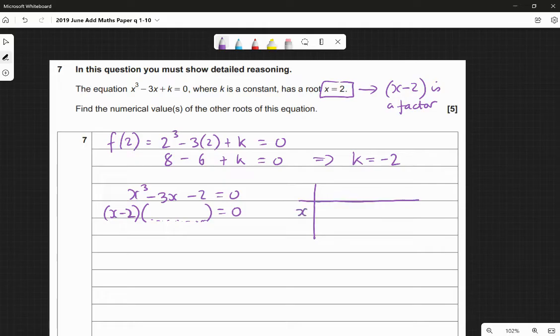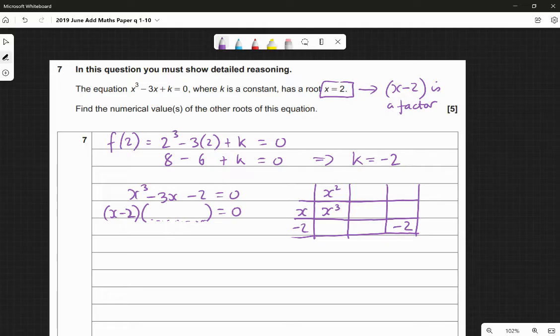Okay. I like using the grid method of doing this. I like deducing what the quadratic will be that multiplies by x minus 2 to give x cubed minus 3x minus 2. The top left part is going to be x cubed, and the bottom right part is going to be minus 2. The rest I can try and fill in. Okay. X times what gives me x cubed? Well, I know that's going to be x squared.